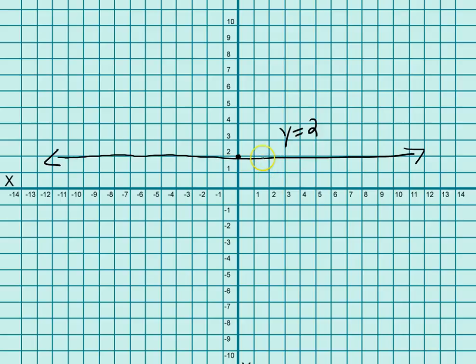It's a horizontal line because at every single point on this line, y equals 2. X doesn't matter because there was no x in the equation. So that's why the x's are constantly changing, but y's are not. So it's going to be a simple horizontal line.